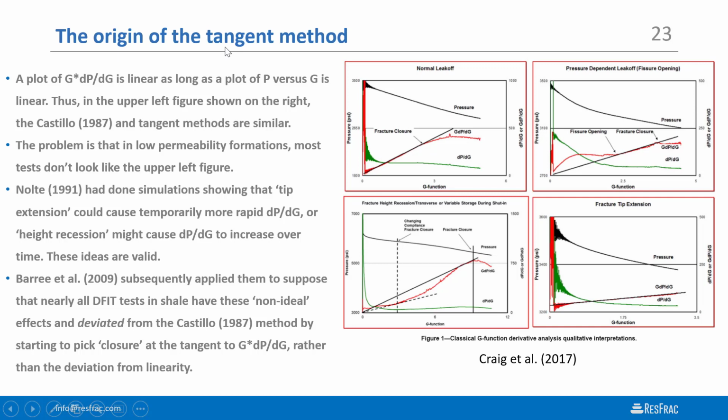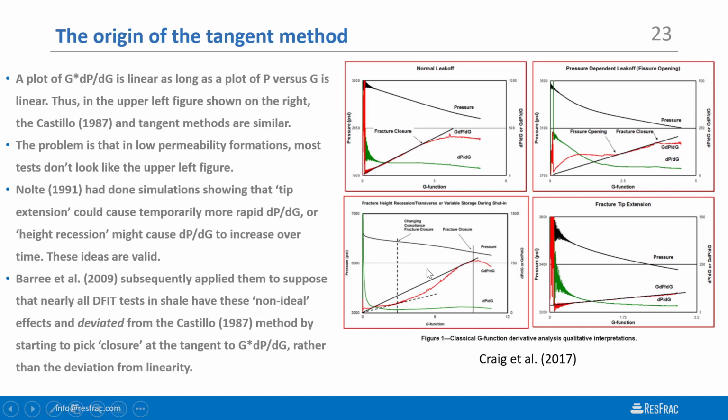And so what the tangent method relies on is a plot of G times dP/dG. So here we have pressure, here we have the derivative of pressure, and here's where we take that derivative and multiply it by G time again. You can get on a pencil and paper and quickly convince yourself that if pressure versus G time is a straight line, then dP/dG is flat, and G times dP/dG will be a straight line coming from the origin. And so if you do what the tangent method suggests in this case, which is to draw a line from the origin up this G times dP/dG plot and identify the point where it deviates off the curve, that is a closure estimate. That is consistent with the Castillo method.